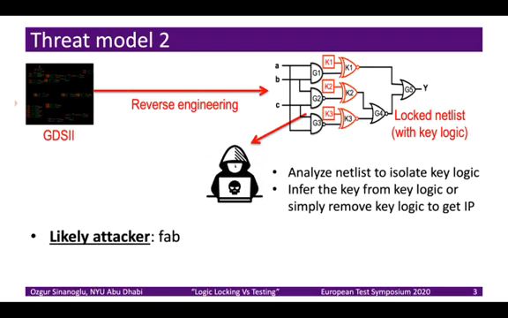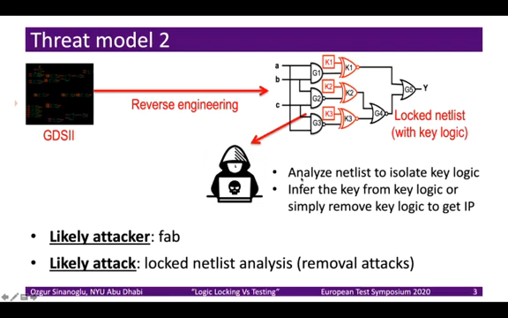The likely attacker in this case is the fab, the untrusted foundry, because they have access to the layout files of the chip, which they can reverse engineer to get the gate level structure. And from there, they can do their analysis with the goal of identifying the key.